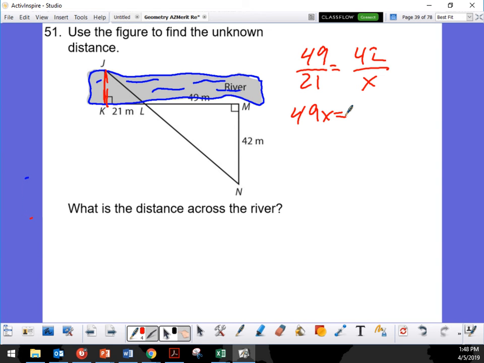882. Divide by 49. It's 18. I got 18 from here. It's 18.